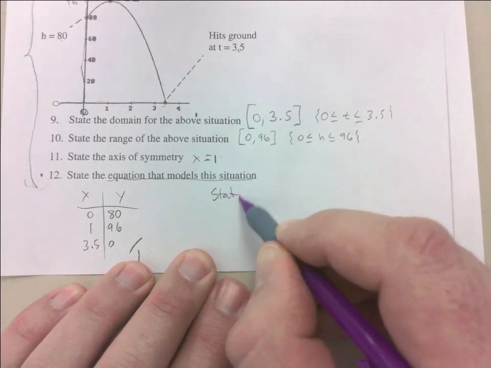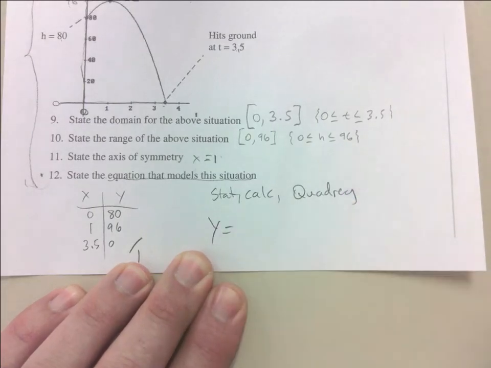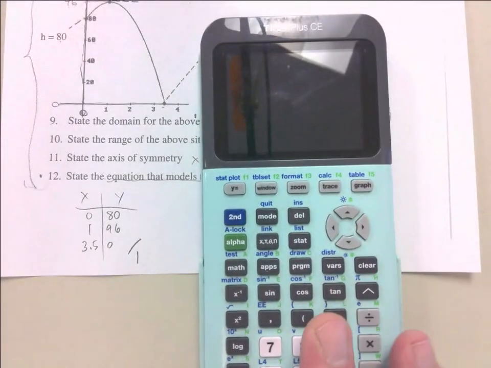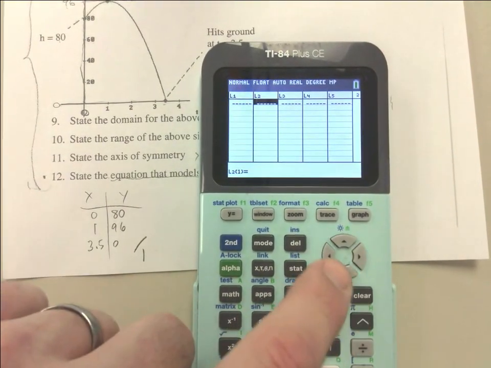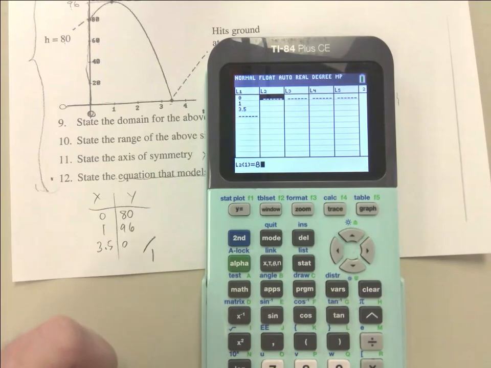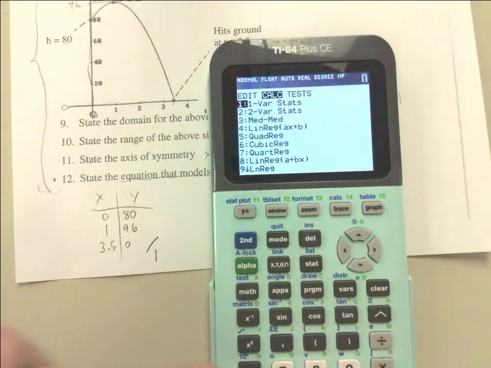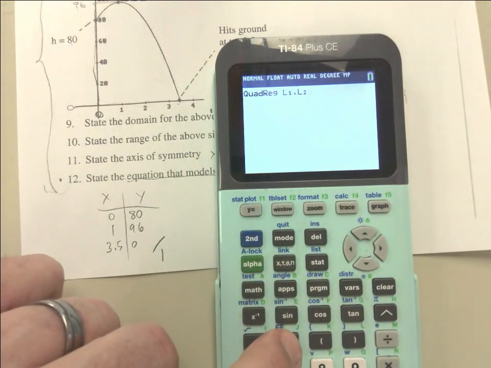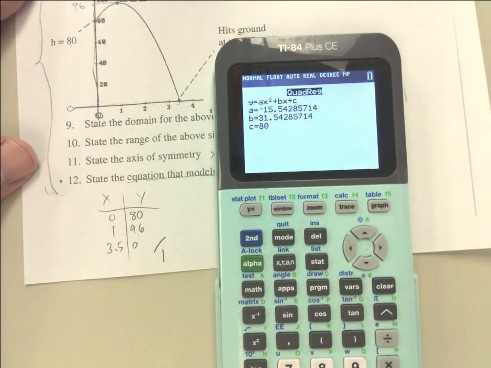So I would go Stat, Calc, QuadReg, and I will state the equation. I'll show you because you're still learning, okay? So let me just show you what I did. Stat, Edit, I clear all of this. 0, 1, 3.5, 80, 96, 0. Stat, Calc, quadratic regression, L1, L2, Alpha, Trace, Y1, right? And so there it is.